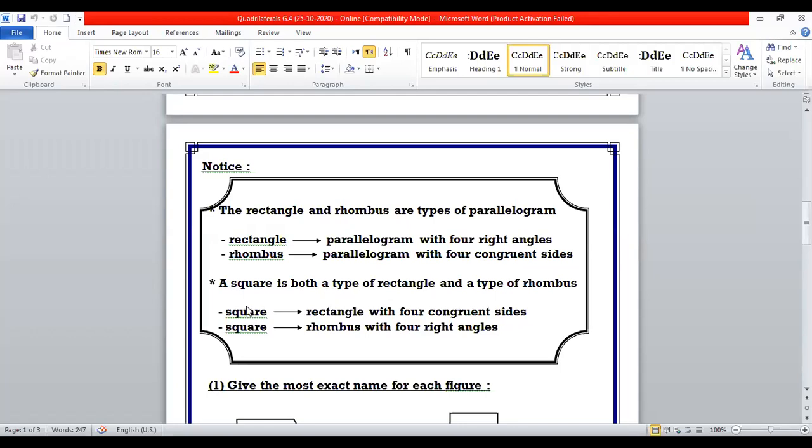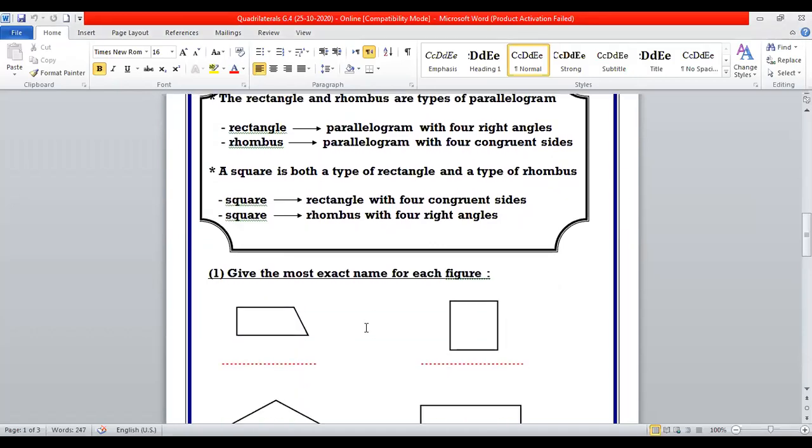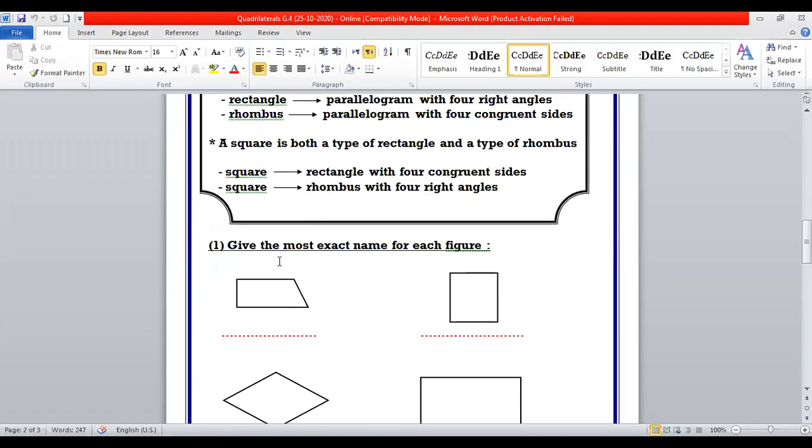For that we can say the square is a rectangle. It's like the rectangle, but with four congruent sides, and the square is a rhombus with four right angles. Now, the first exercise. Give the most exact name for each figure. What is the name of each quadrilateral?